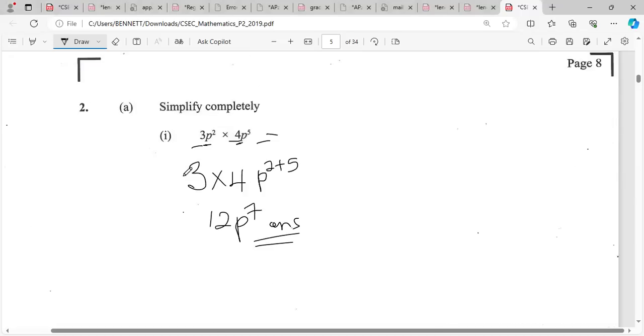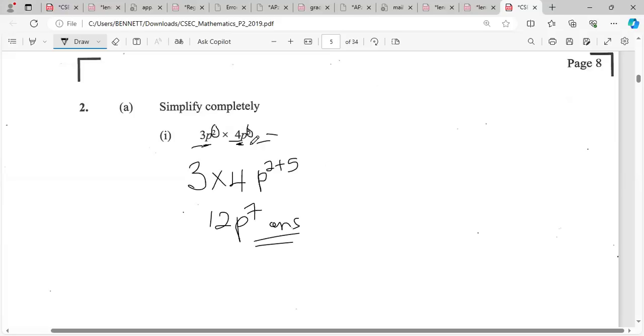So we multiply the numbers normally. So it will be 3 times 4. And then once the base is the same, we add the powers. When we divide, we subtract. But this time we add. So we just add 5 plus 2.